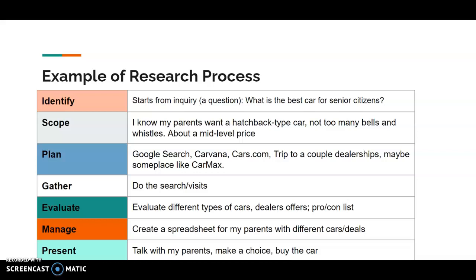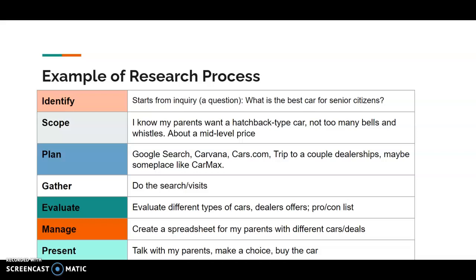And so how would I manage this data? I could create a spreadsheet for my parents with the different cars and deals, or I could just write it down on paper. Frankly, for my parents, they're not going to be impressed that I did it on an Excel spreadsheet. And then, of course, I'll talk with my parents, help them make a choice, and work with them to buy a car. All right, so that's the research process in real life.